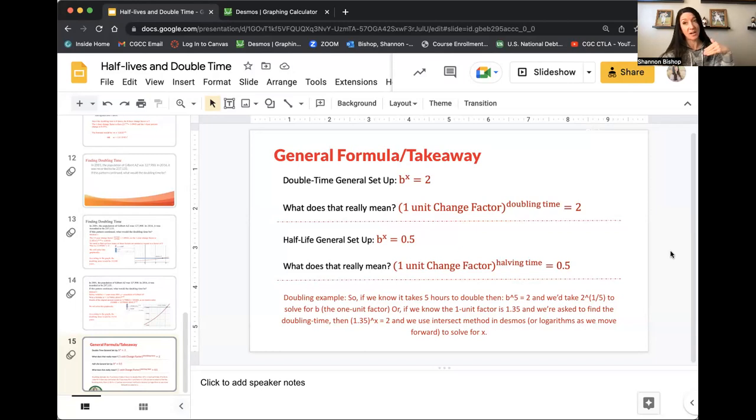But at the very end, on slide 15, is this slide. And this slide is what I call the skeleton of what all half-life and double time contexts end up adhering to. So it all comes down to this relationship regarding the 1 unit change factor, whatever the unit of time, and then it equals 2 if it's double time, or a half if it's a half-life. Now, how you end up solving them totally depends on the context at hand.